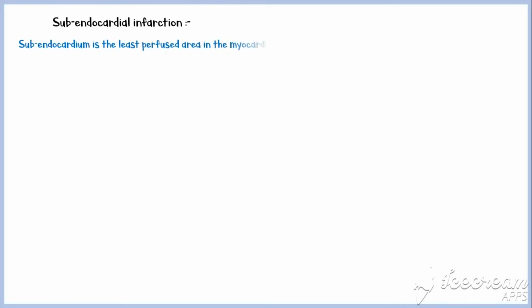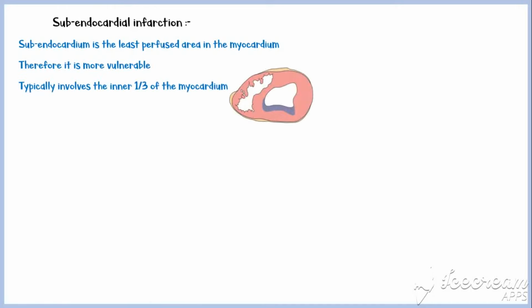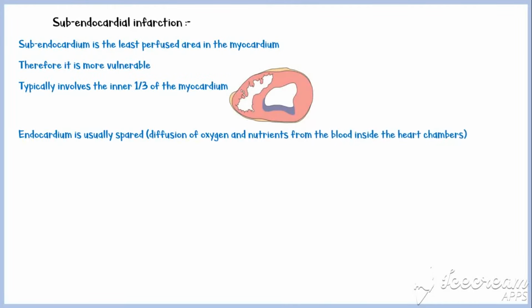Now let's discuss a bit about the different types of infarction. First, let's take subendocardial infarction. As already mentioned, subendocardium is the least perfused area of the myocardium. Therefore, it is more vulnerable to undergo infarction. Subendocardial infarction typically involves the inner one-third of the myocardium. Endocardium is usually spared in subendocardial infarctions because oxygen and nutrients are diffused directly from the blood inside heart chambers.